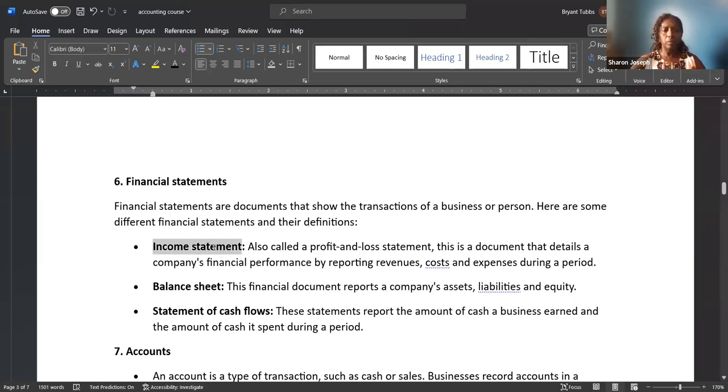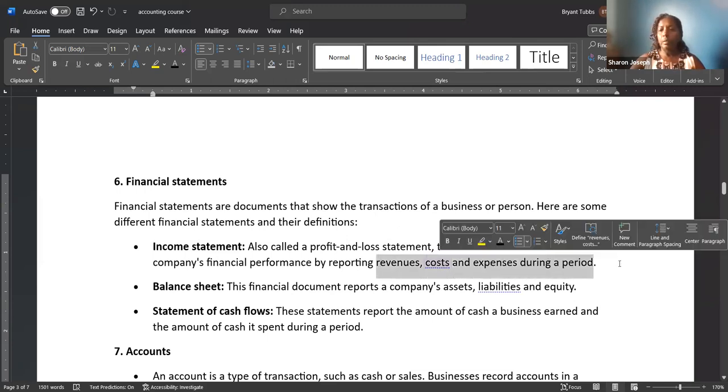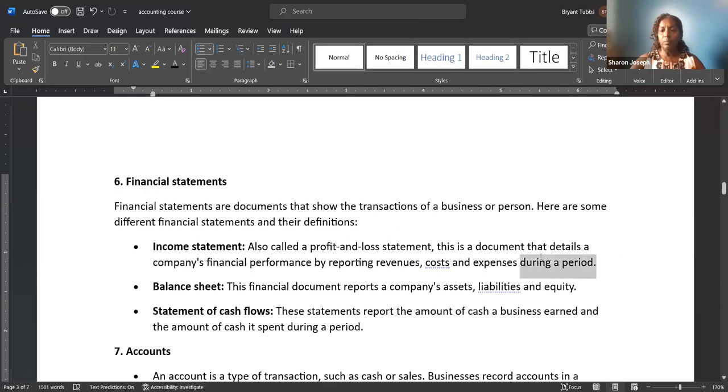First, we have the income statement. Sometimes it's also called the profit and loss statement. So this is the document that details the company's financial performance by reporting revenues, costs, and expenses during a period. It's important that we point out that this is during a period, because income statements are just what the business is using and generating within a specific time period. They usually are reported monthly, quarterly, semi-annually, or annually.